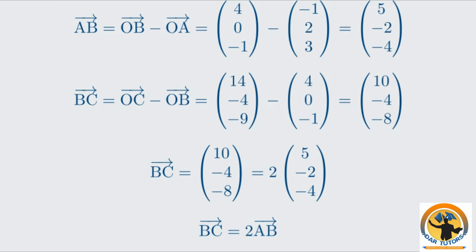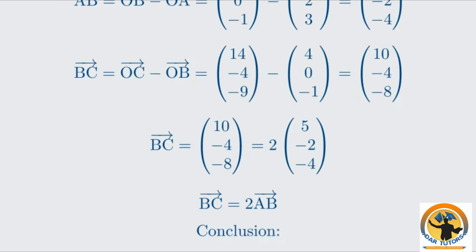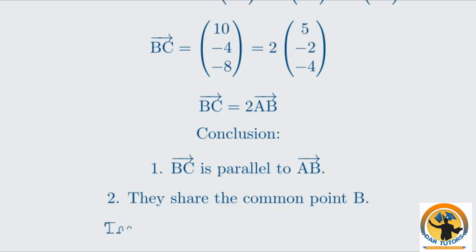Finally, we state our conclusion. Since BC vector is a scalar multiple of AB vector, they are parallel, and since they share the common point B, the points A, B, and C must be collinear. This completes the proof. Let's recap what we've covered.